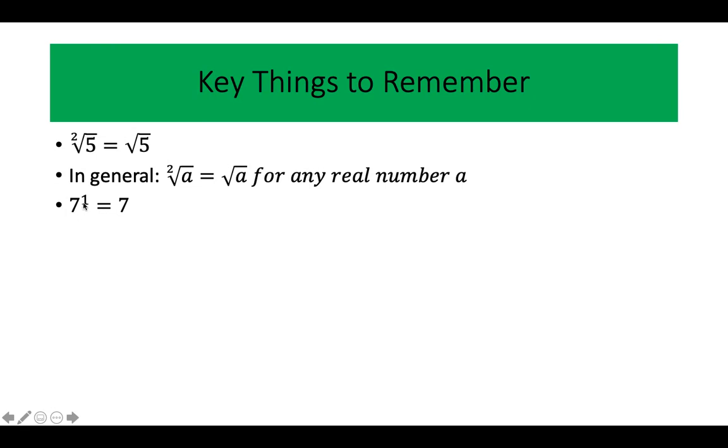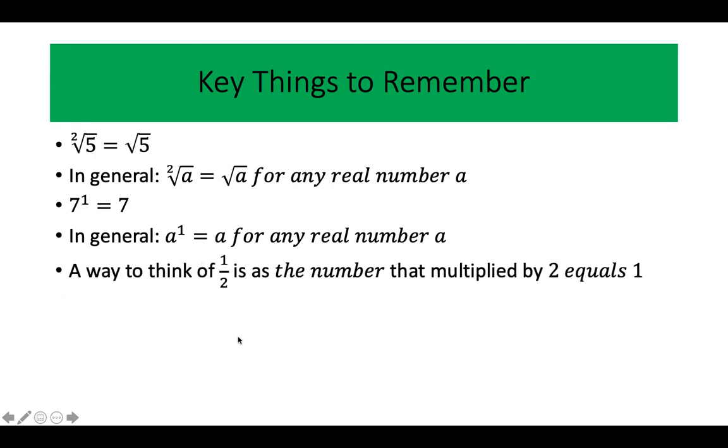Every number raised to the first power is the same number, so if you don't see that exponent, you always think there is a 1 there. And vice versa, if you see a 1, you can just leave it out and it'll be the same. That is true in general.